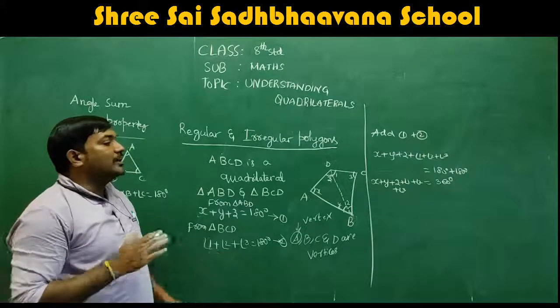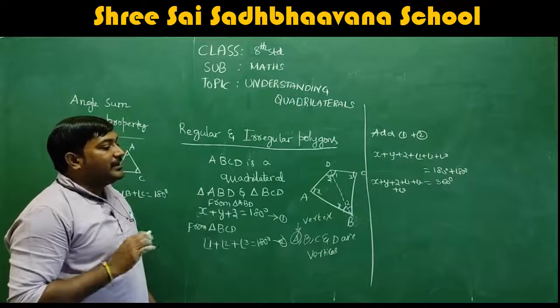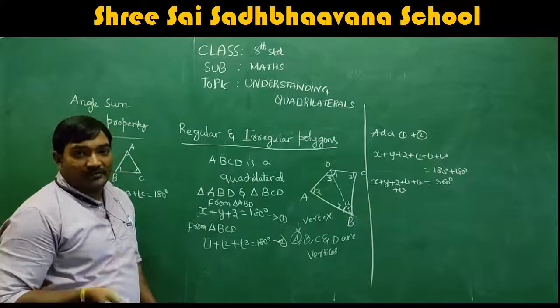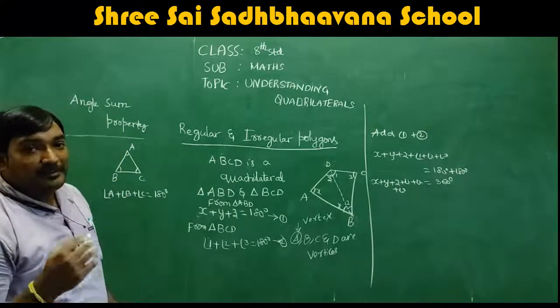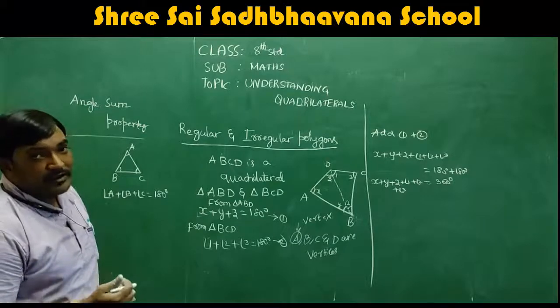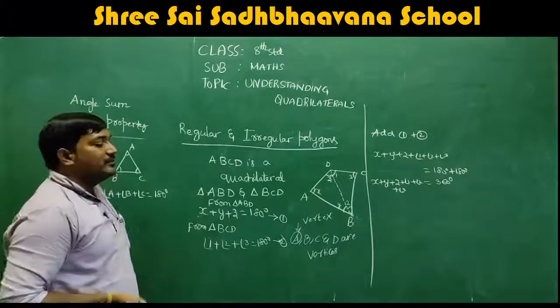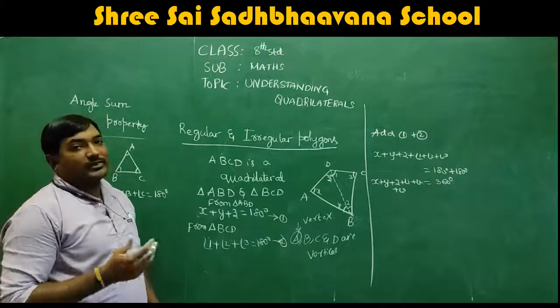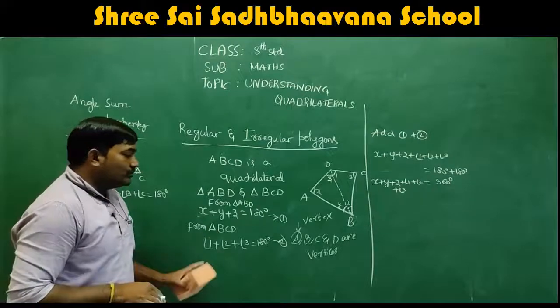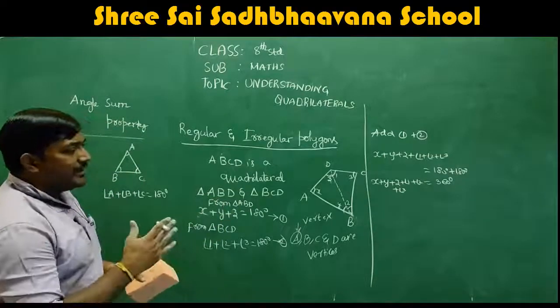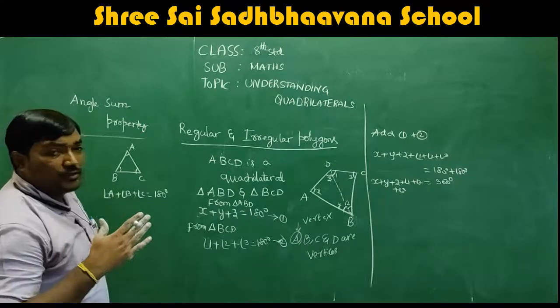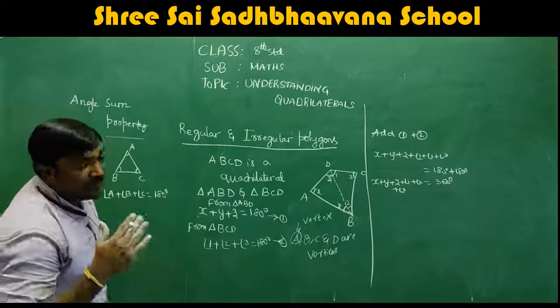Correct? So now that quadrilateral ABCD, these are considered as vertices, and alone A is separated. If you take vertex A, we can call vertex B. So vertices is the plural of vertex. So that's how the name came. So now we divided the quadrilateral ABCD into two different triangles.